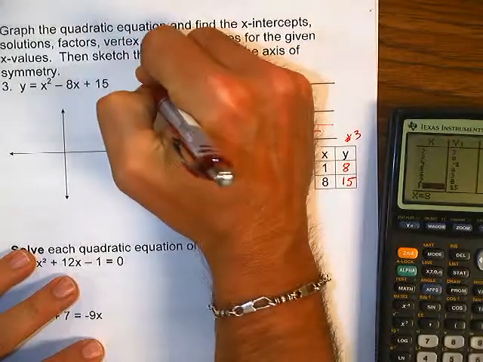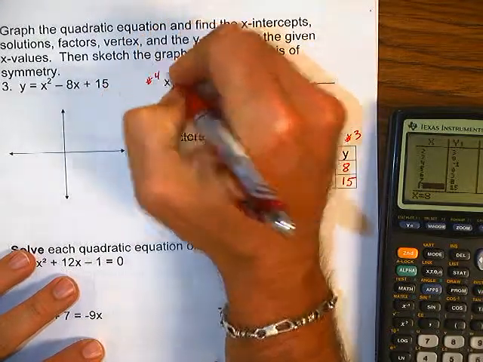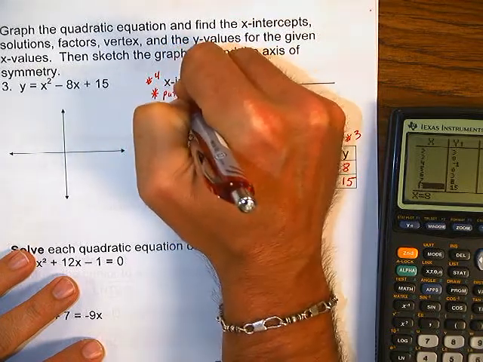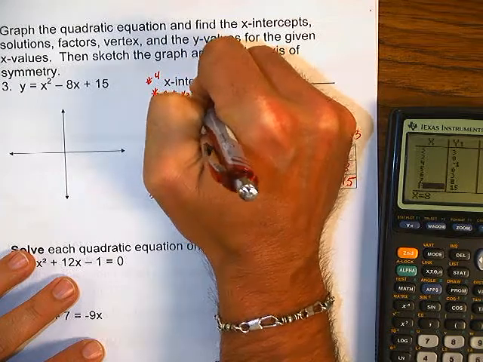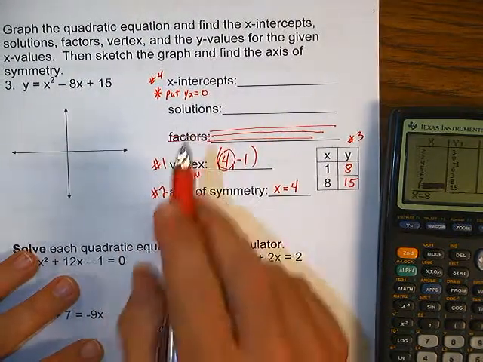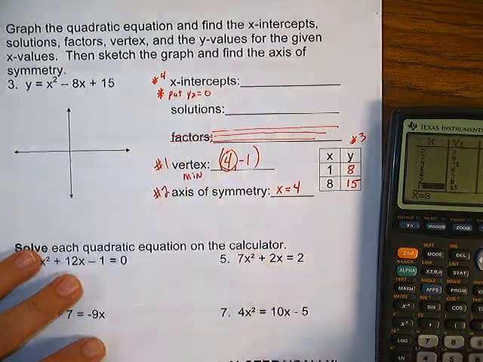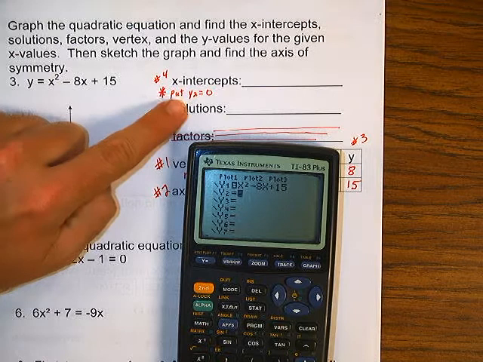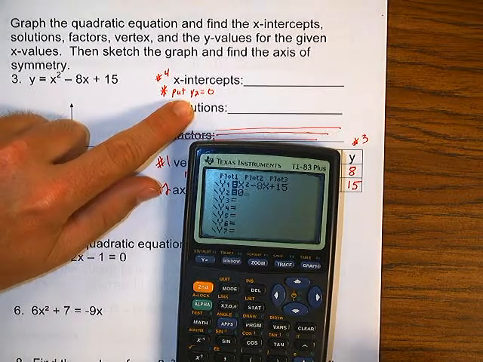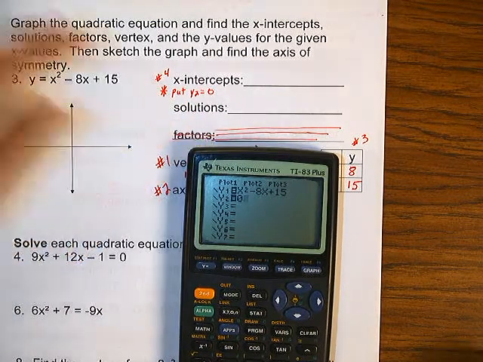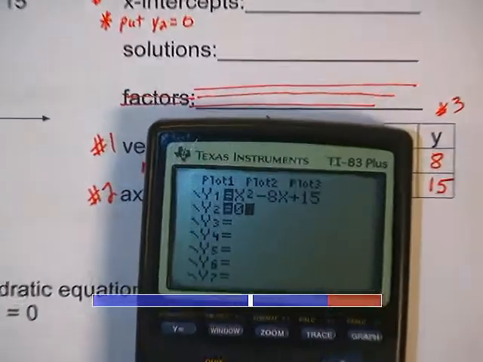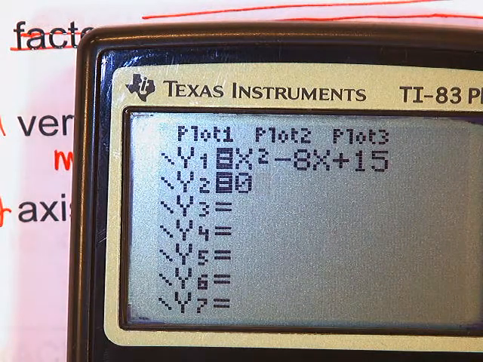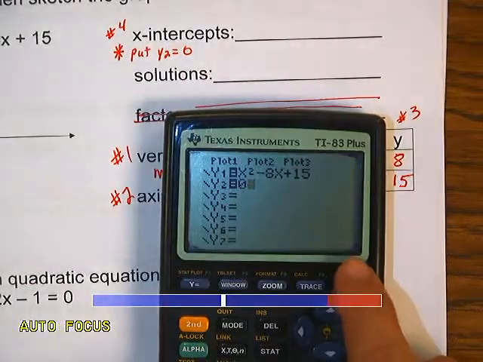So we'll do this fourth. Make yourself a reminder. Put y sub 2 equal to 0. You will not get the correct intercept if you do not put this in the calculator. So right now, go to y equals and go to the second one and hit y equals 0. Should look like this. Good there. Now go ahead and hit graph.